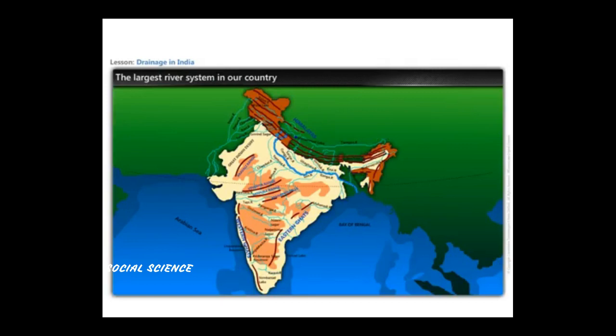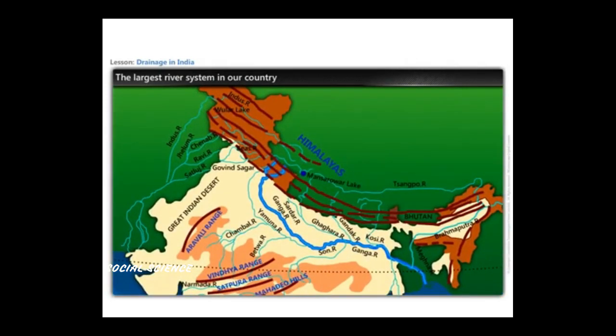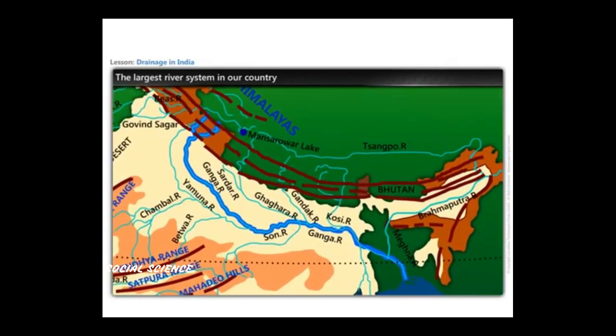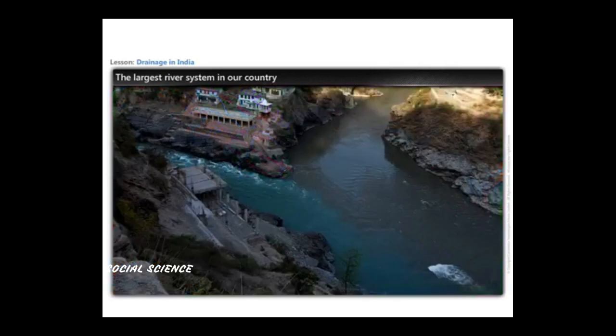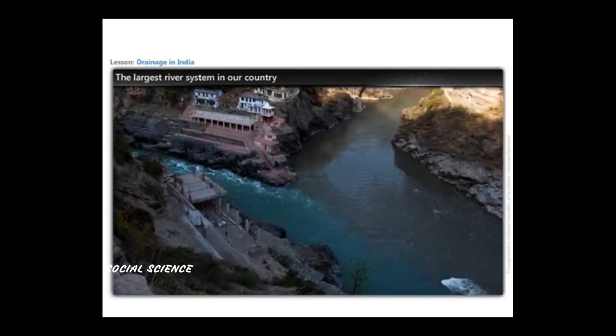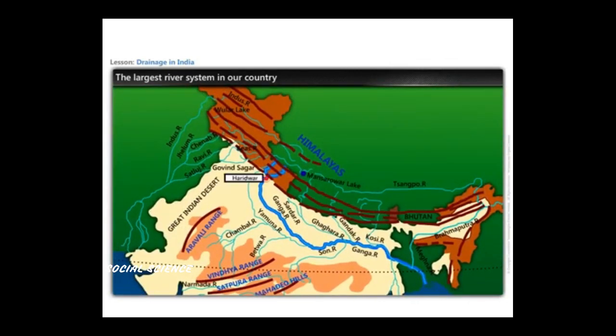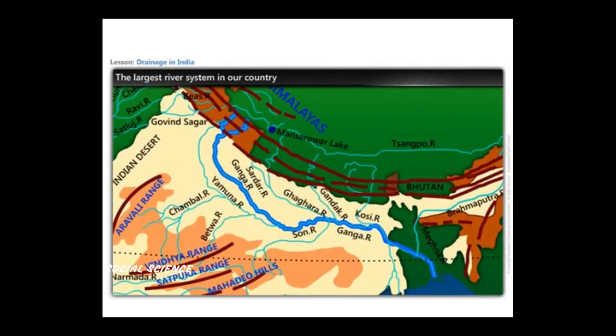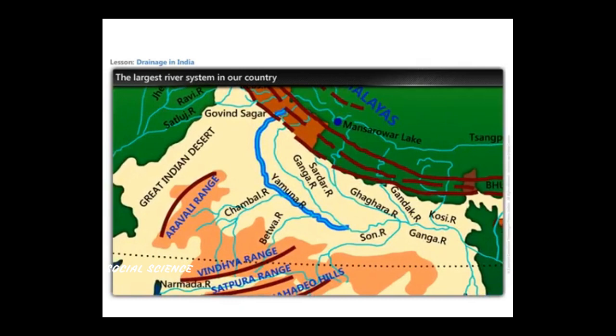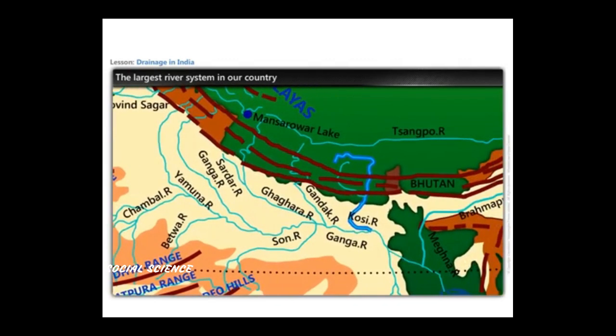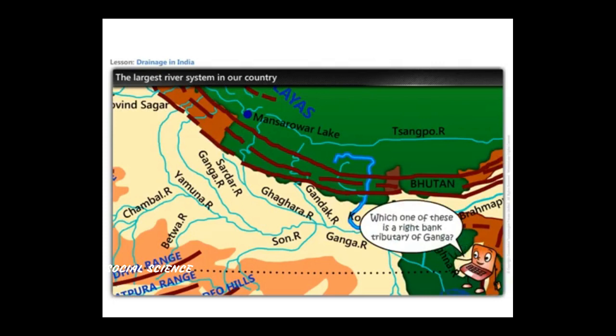Now, let us learn more about the largest river basin in our country, the Ganga system. The headwater of the Ganga or the Bhagirathi is fed by the Gangotri glacier. Bhagirathi is joined to Alaknanda at Devprayag in Uttarakhand. At Haridwar, the Ganga emerges from the mountains and enters the plains. The Ganga is joined by many tributaries from the Himalayas. A few of them are the major rivers such as the Yamuna, the Ghagra, the Gandak, and the Kosi. Which one of these is the right bank tributary of Ganga?